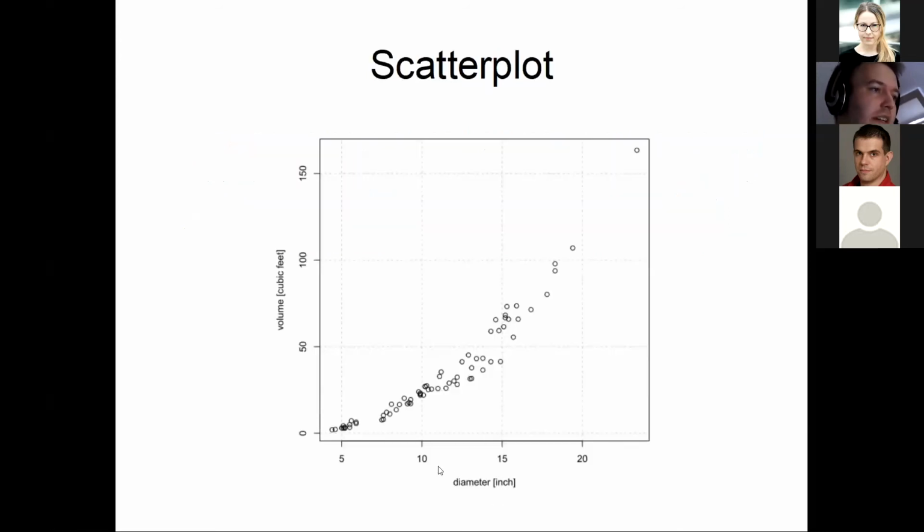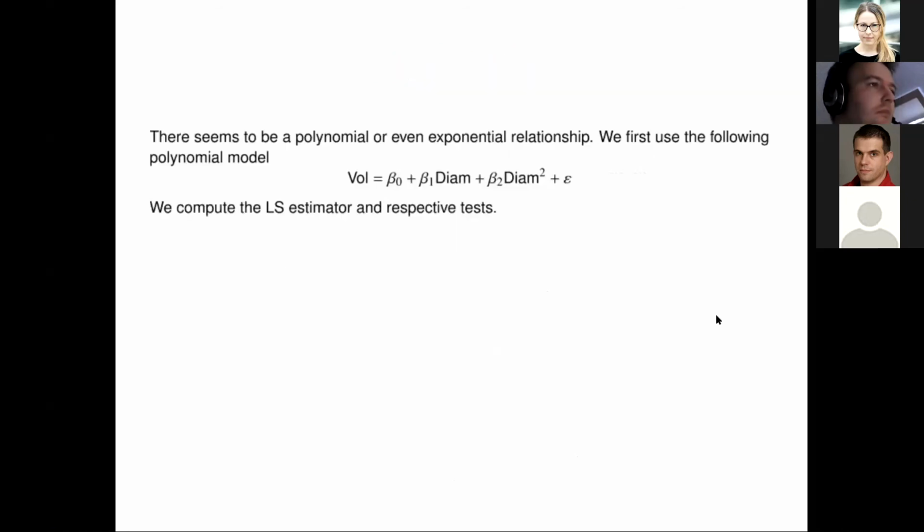So here we see it. We have on the x-axis the diameter in inches, and on the y-axis the volume in cubic feet. And if you look closely at the scatter plot, you can already see that this basically looks like some sort of polynomial fit. Maybe a quadratic fit would be nice here, right? Or we could also imagine, if you look at the data here, that we might use an exponential function to describe this relationship. So, as I said, there seems to be a polynomial or even exponential relationship.